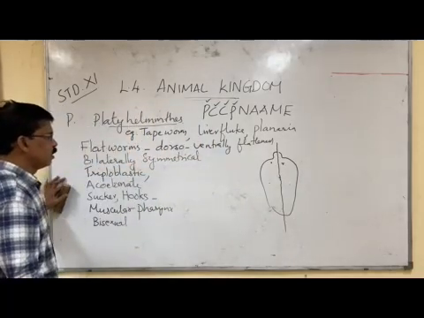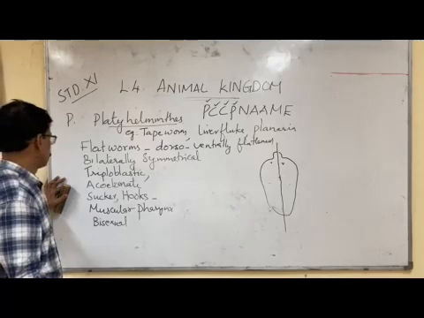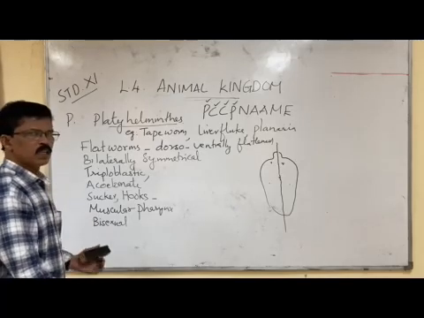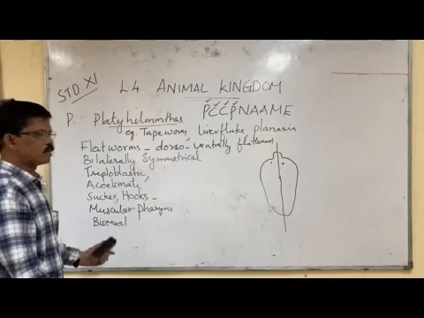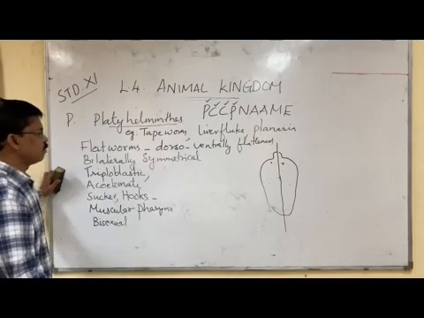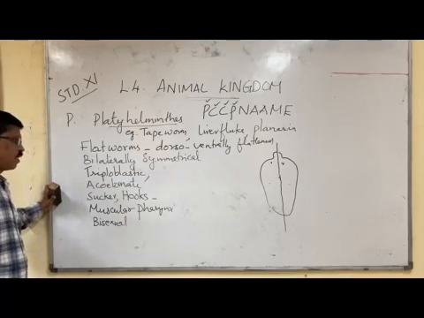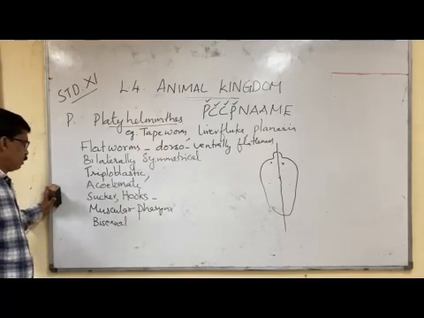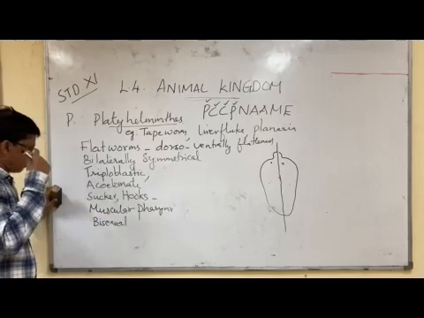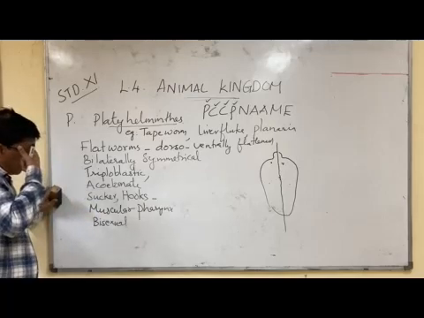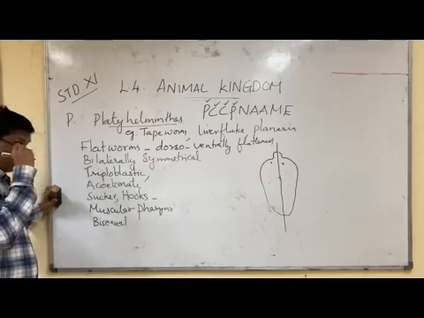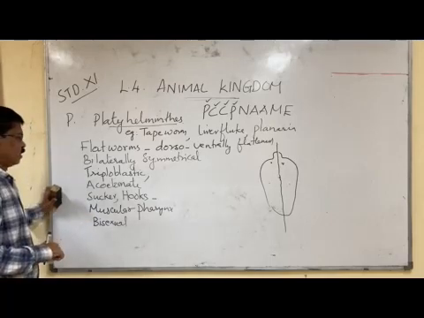Triploblastic, they have three body layers. Acoelomate, there is no coelom. Coelom is absent. Sucker and hooks help in parasitic mode of life. Muscular pharynx also helps in the absorption of the digested food. They are bisexual and have internal reproduction, internal fertilization.